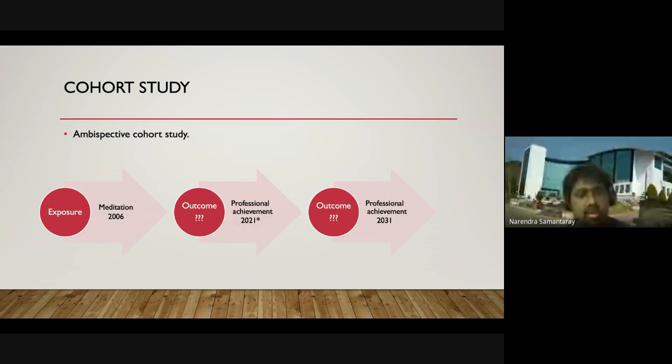In an ambispective study, for example, we'll use meditation and professional achievement. From 2006, I got the records from some meditation center. I followed the people to the present time. I am also interested to see not only academic achievement, but also professional achievement. I want to see how they're doing in midlife, at 45 or 50 years. From here also, they can be seen in the future. So that is nothing but an ambispective cohort study. It's a combination of both.